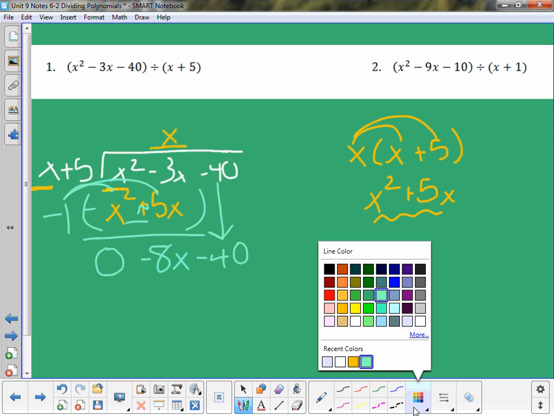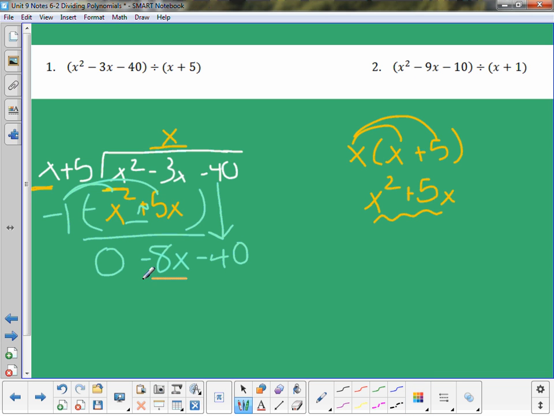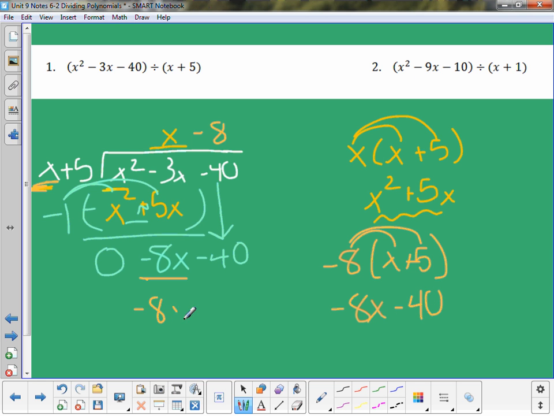Now I ask myself what I need to multiply x by to get negative 8x. I need to multiply it by negative 8. I'm going to write that work over here. I'm taking that divisor and multiplying it by negative 8 and distributing that in. Negative 8 times x is negative 8x. 5 times negative 8 is negative 40. Now we're going to write that.